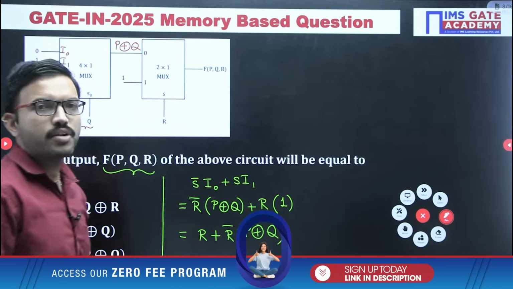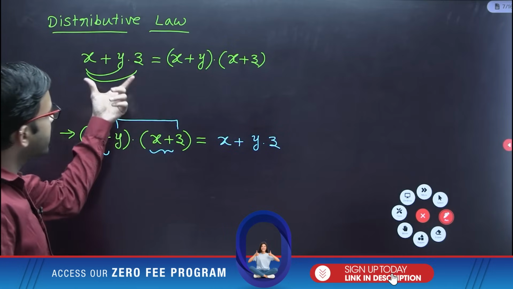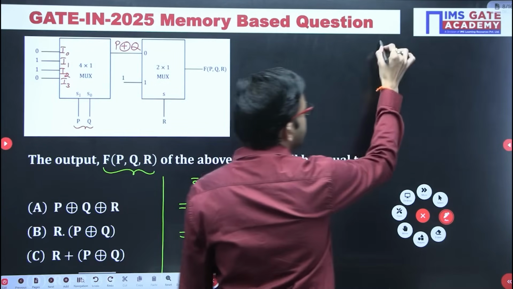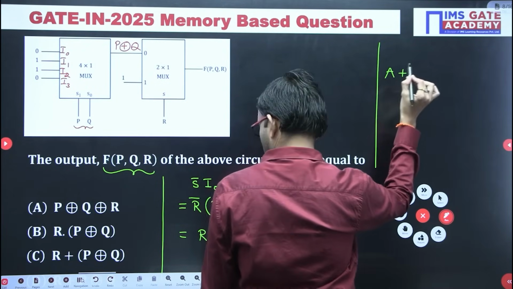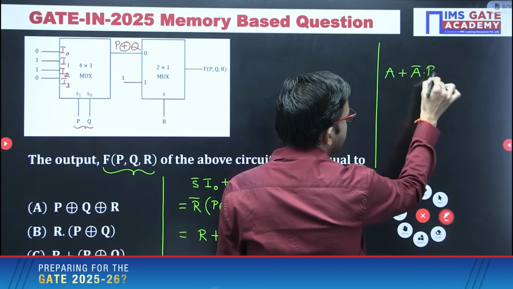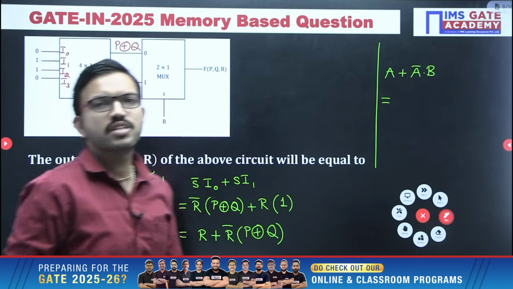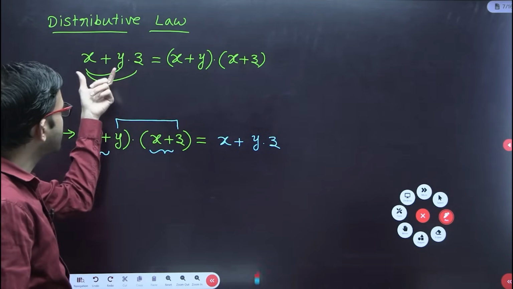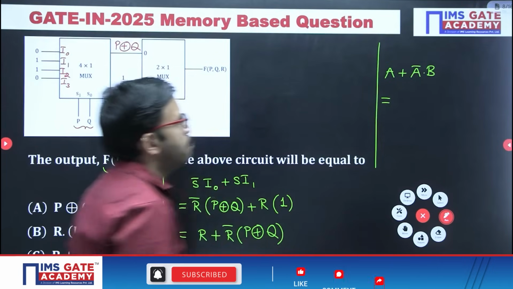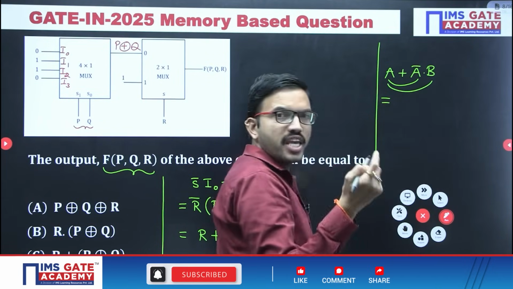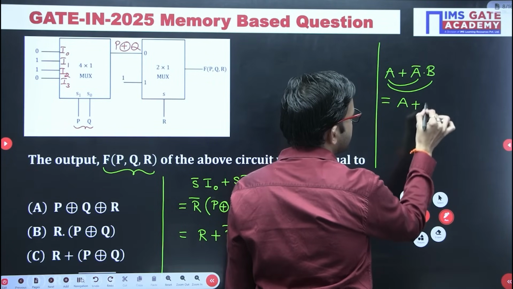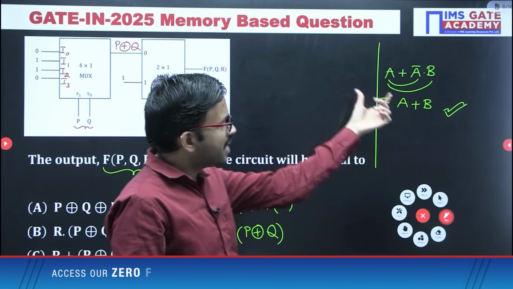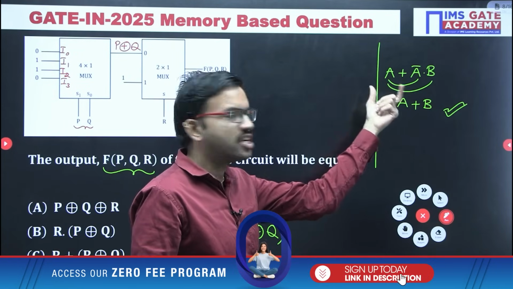Once again, from the distributive law we have discussed, x plus yz equals x plus y into x plus z. By using that formula, all of you just give a try. If you have a plus a bar b, what is the answer? I hope many of you remember by this time. Using the distributive law, LHS to RHS, x plus y into x plus z, a plus a bar gives 1, so into a plus b. So the final answer is a plus b. This is one formula, based on the distributive law, from LHS to RHS and RHS to LHS.